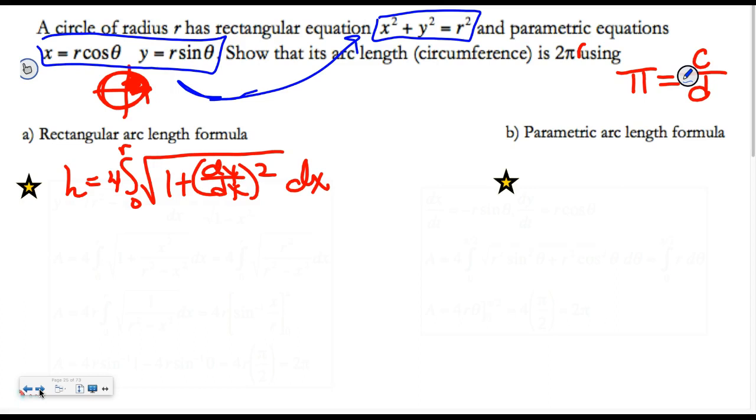But I'm going to deal with this guy right now and pretend I didn't learn parametrics yet, and I'll come up with the circumference of the circle. It requires me to find the derivative of y with respect to x. How would I do that in that scenario the slickest way? How would I find dy dx for x squared plus y squared equals r squared? Implicit would be the easiest.